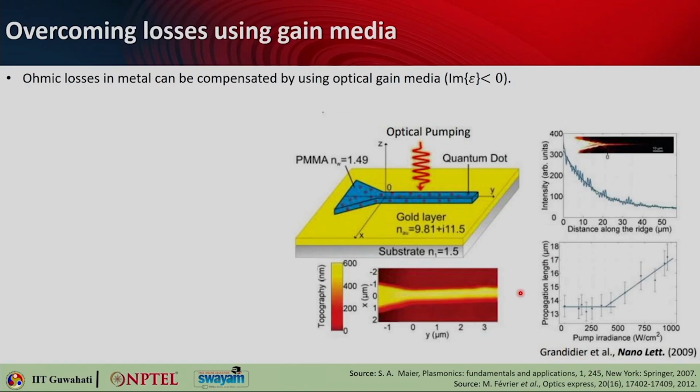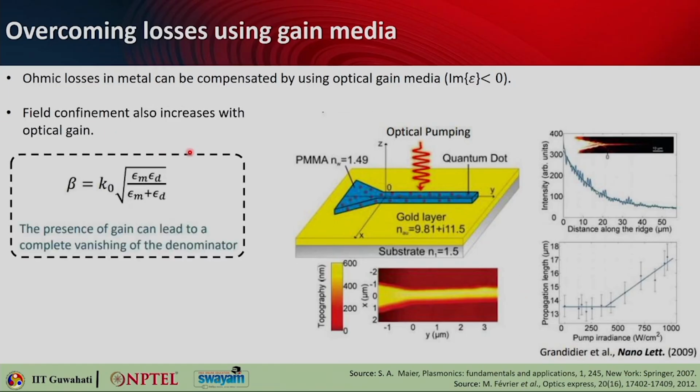So, you can actually use optical gain media to overcome the losses and allow surface plasmon wave to propagate much longer. So, optical field confinement also increases with optical gain, and the presence of the gain can lead to a complete vanishing of the denominator, and you will get a very large propagation constant.